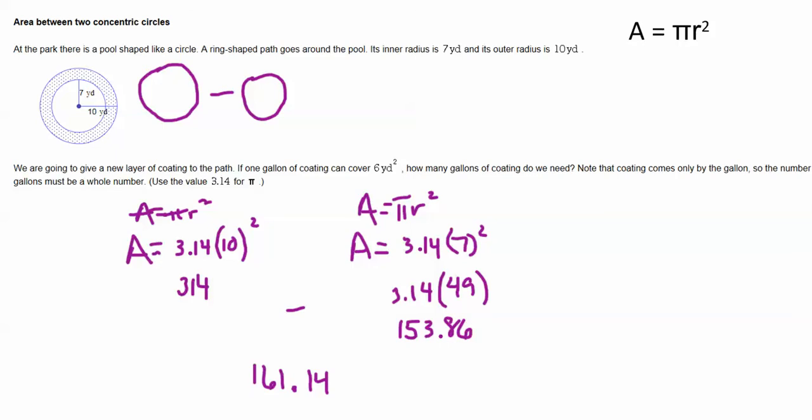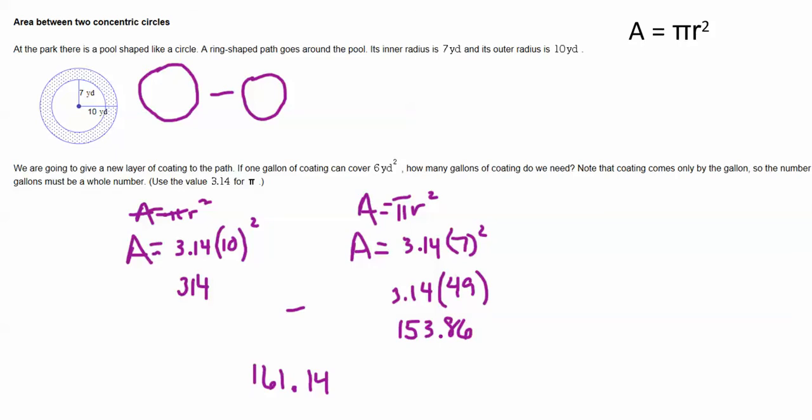Following up, continuing to read the problem, it says we are going to give a new layer of coating to the path. If 1 gallon of coating can cover 6 yards, how many gallons of coating will we need? Note that the coating comes only by the gallon, so the number of gallons must be a whole number.